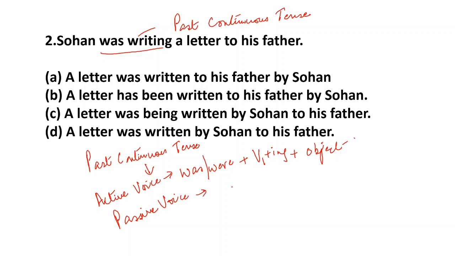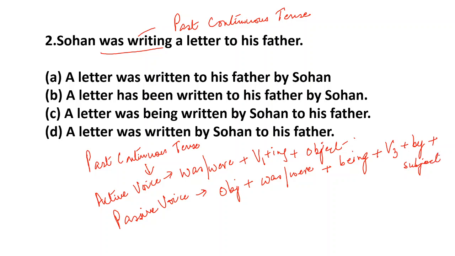Now in the passive voice, it is very simple. You will have object, plus was, were. The change here is that in the past continuous tense, there will be a being added in the passive voice, plus third form of the verb, V3, plus by, plus subject. So you find out which sentence is there. You have to get an object, was, were, being, V3.